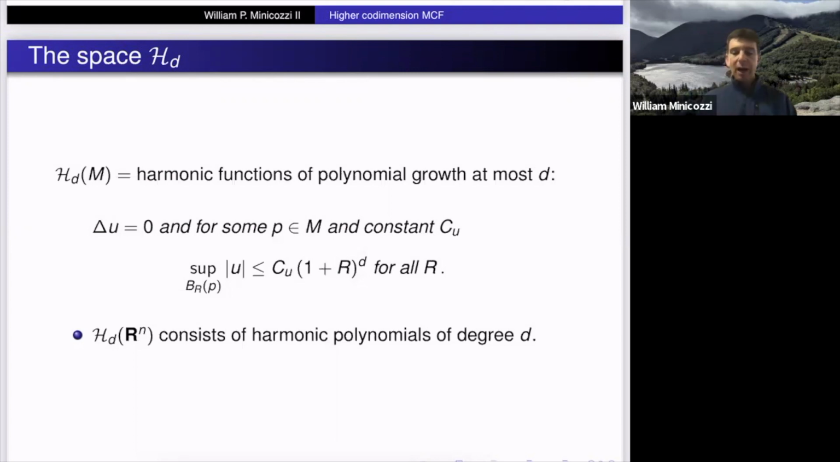And so this constant has to be the same for every ball, but it's allowed to depend on the function u. Okay, so if it does this, it grows of degree at most d. And this is the space of harmonic functions that do this. That's the space H_d of n. On Euclidean space, H_d of R^n just consists of harmonic polynomials of degree d. I mean, obviously, any harmonic polynomial of degree d sits inside H_d of R^n. And the fact that those are all of them, you can prove that just using elliptic estimates.